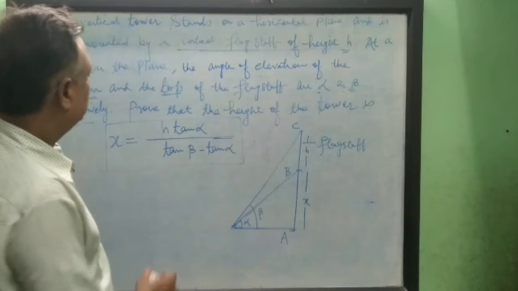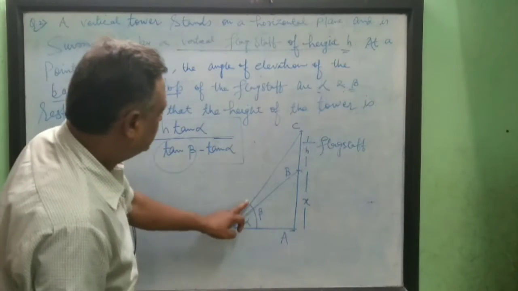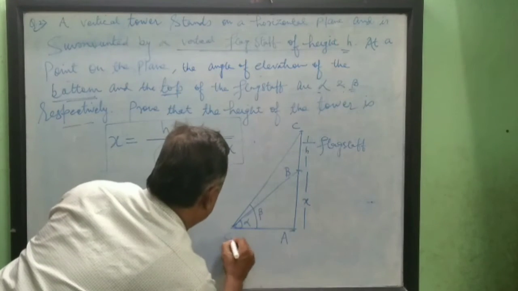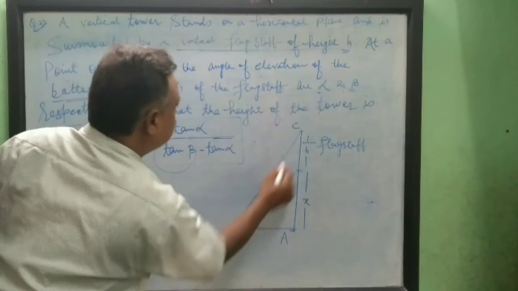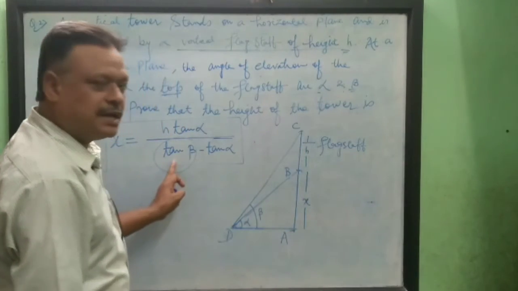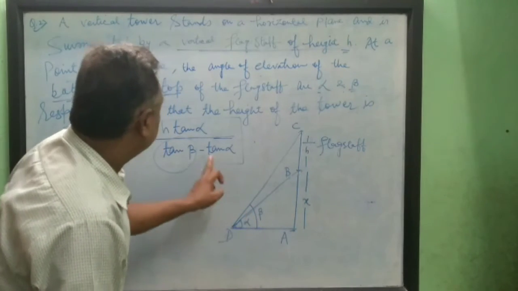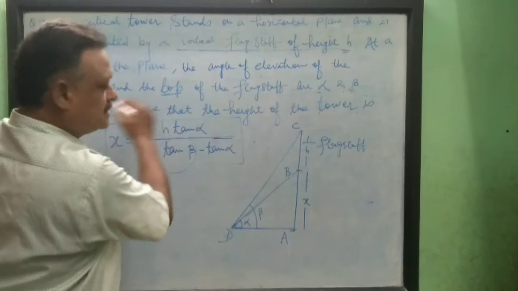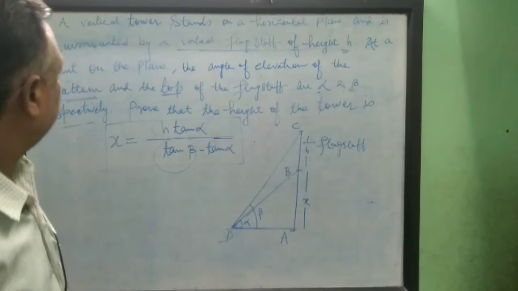So we have to prove x is equal to h tan alpha divided by (tan beta minus tan alpha). Question is very easy. At first what we have to do, take the ratio tan beta in triangle ADC, suppose this point is D. In triangle ADB, take the ratio tan alpha, and we will subtract and multiply it by this quantity. So let us start. Very easy question.